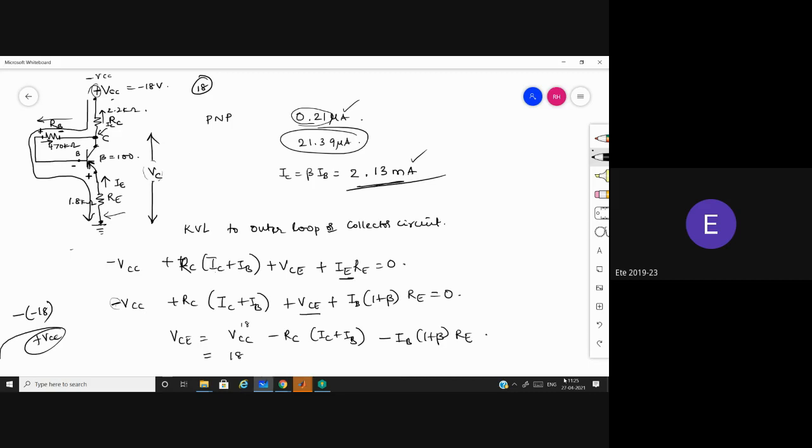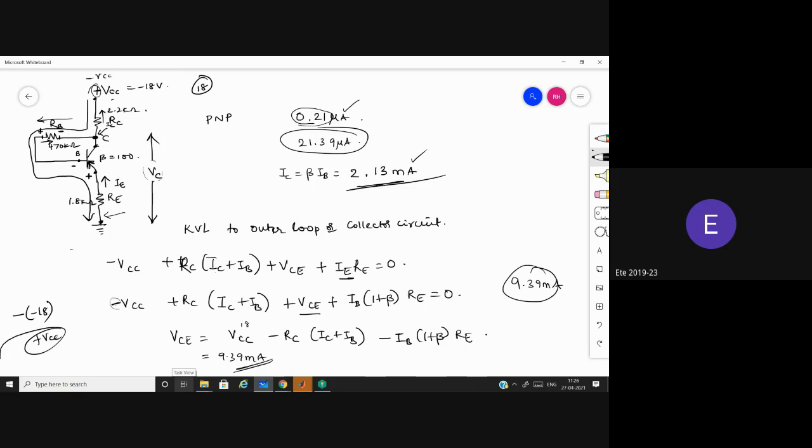Any other answers? 18 minus RC, we are having 2.2 to the power of 3. 9.39. Anybody? Milli or micro? Milli, sir. I just got 9.39. Milli. Okay. Any other answers? So 9.39 milliamps is the correct answer.